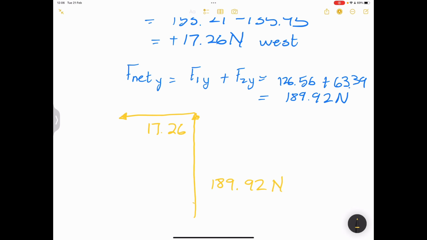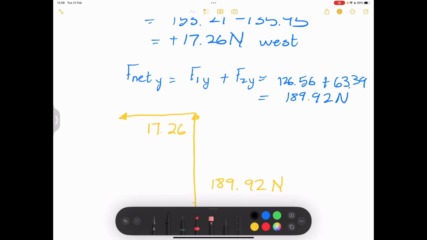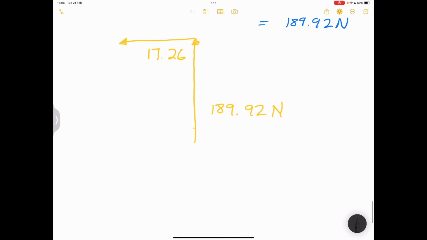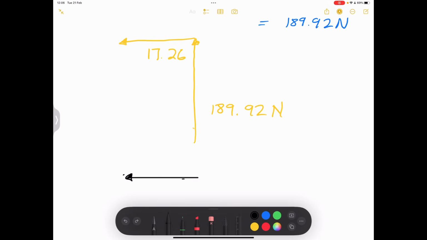189.92 newtons. In this case, I want you to please note that you could have drawn it this way. You could have said you've got your force there in the horizontal dimension, and you've got another force there. Okay, that's quite skew. So you've got your force there.